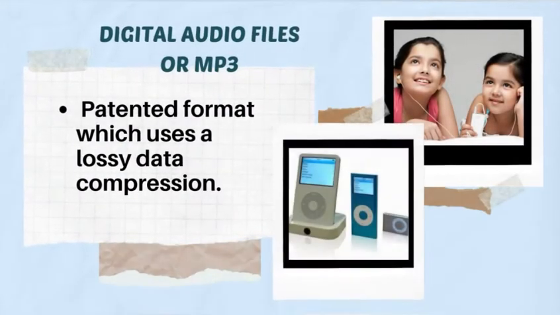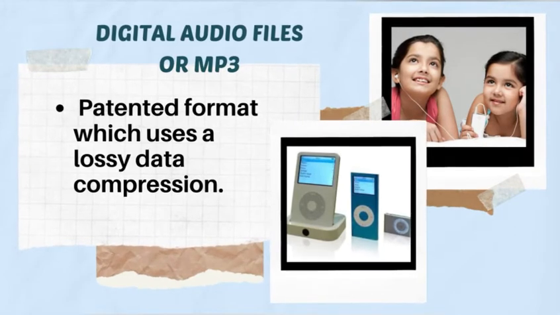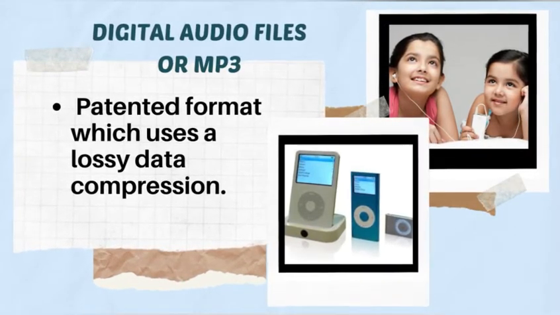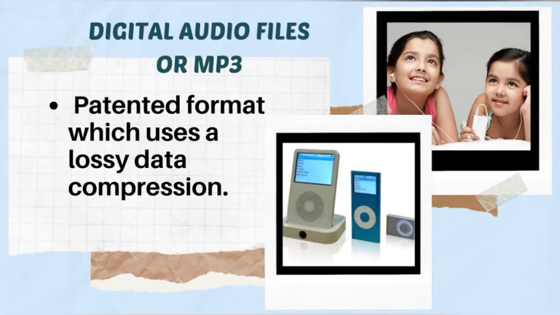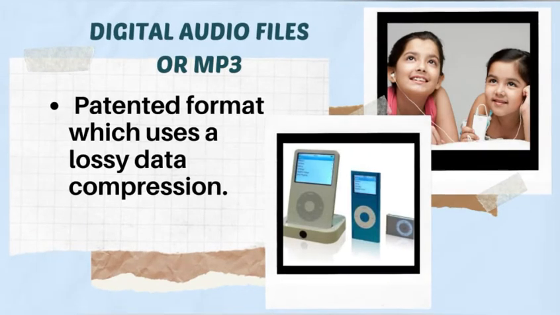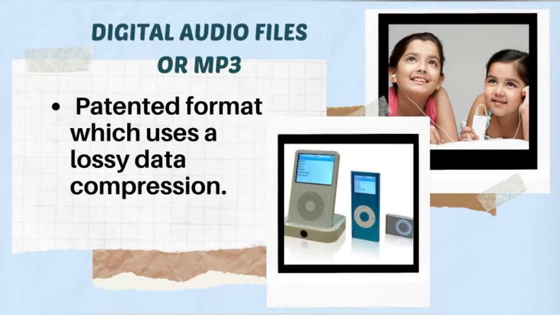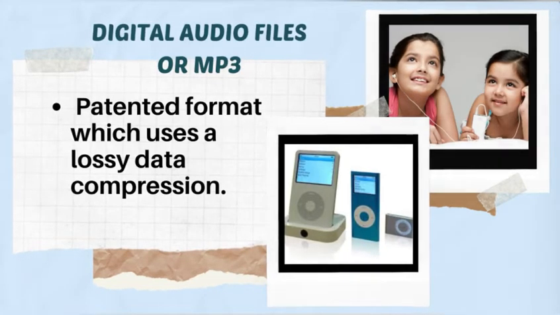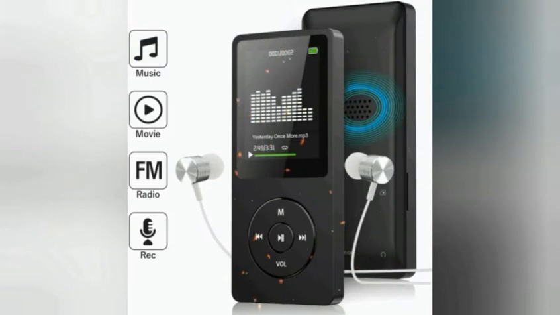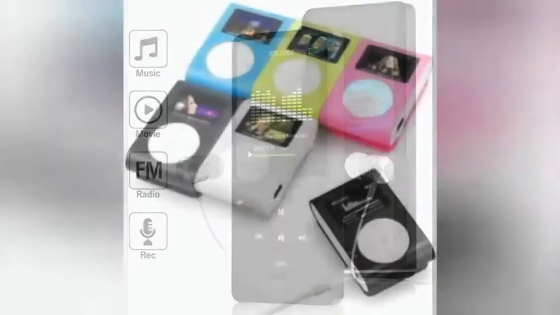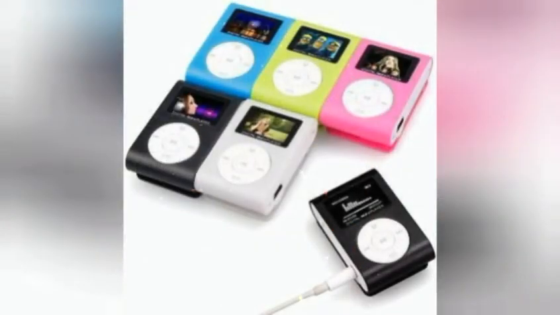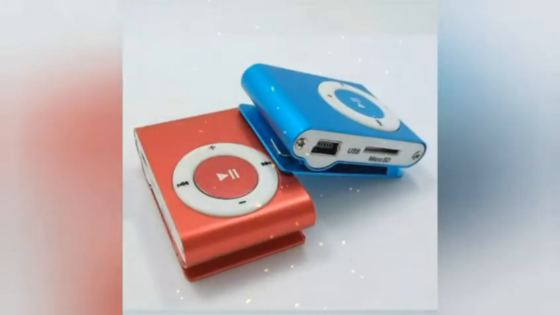The third one is digital audio files, also called MP3. It is a patented encoding format for digital audio which uses a form of lossy data compression. It is a common audio format for consumer audio storage. MP3 achieves its powerful compression by stripping out a lot of the sounds in a song which our ears cannot hear. The result is that MP3 files are around 11 times smaller than uncompressed music tracks.